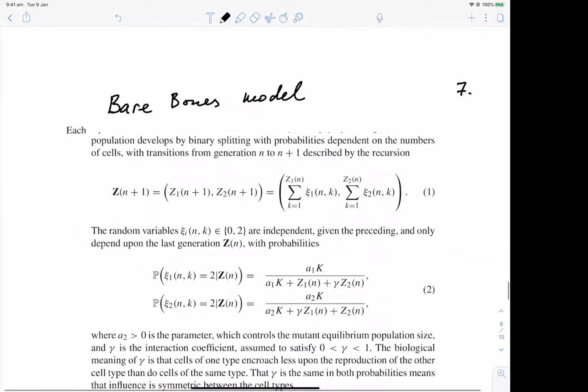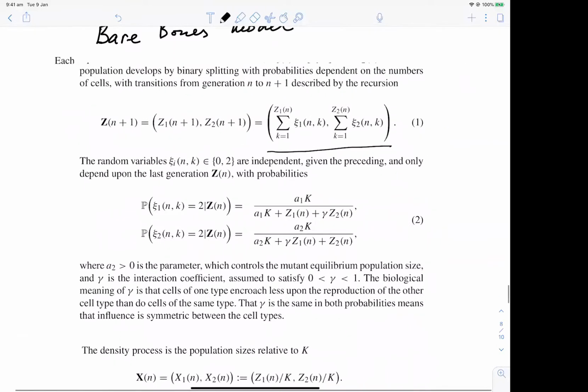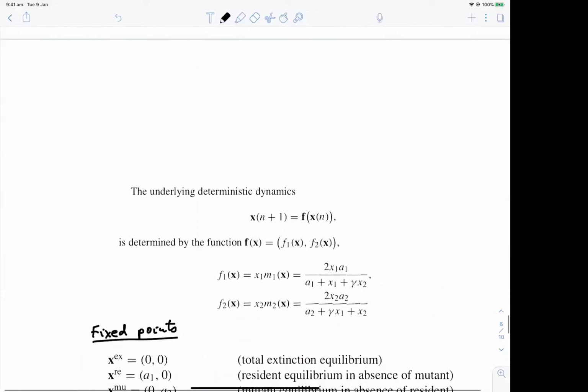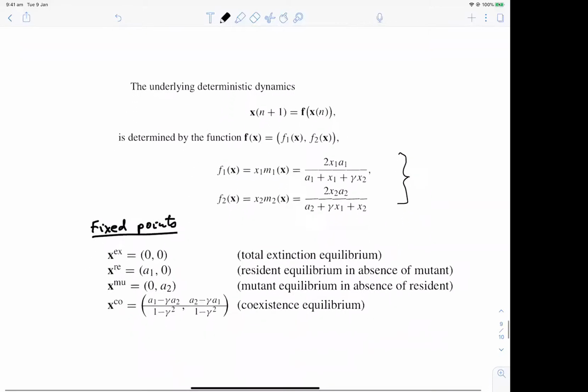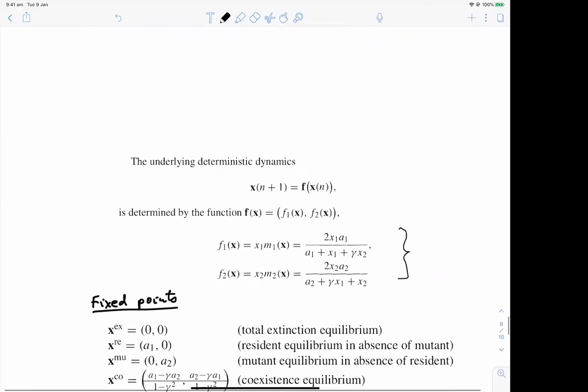Now here I would like to mention a few details about the model. So here we have a bare bones model. Each population is a binary splitting, which follows this branching process, with a probability of division, and we look at the dynamics. This is the dynamics that we obtain from this model, two-dimensional dynamics. It has 4 fixed points: total extinction, which is an unstable point; this fixed point that we discussed in our analysis, the resident equilibrium, A1, 0; the mutant equilibrium, 0, A2; and the coexistence equilibrium, which is A1 minus gamma A2, A2 minus gamma A1, over 1 minus gamma squared. So gamma is a parameter which relates to how populations influence each other, the interaction between populations.